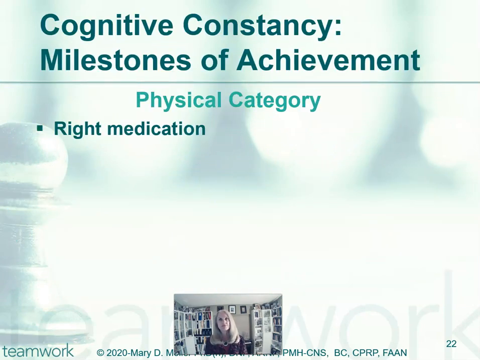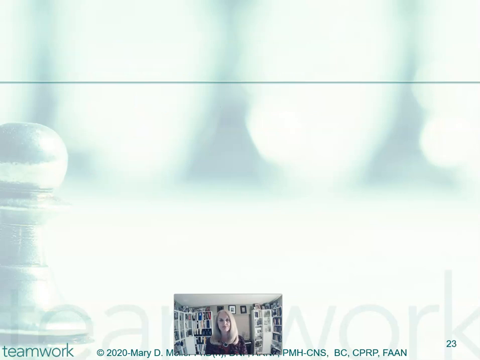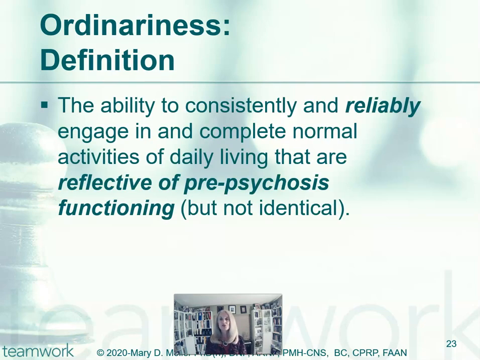Okay, physically, the right med, being able to take care of their body, and having a routine. These are the three major areas to focus on. Okay, the last phase, ordinariness. The ability to consistently and reliably engage in and complete normal activities of daily living that are reflective of pre-psychosis functioning, that it will never be identical. You have a psychotic break, your life has changed. And people will either get back to normal, they'll be maybe a little bit better with some insight, or worse. But it will never be the same. So we have to recognize that, and we have to be patient with that. We have to help the person be okay with that.